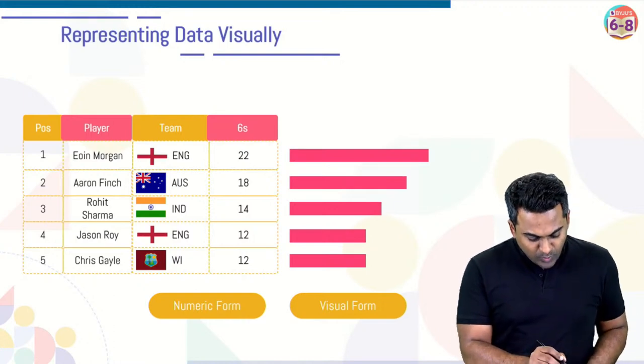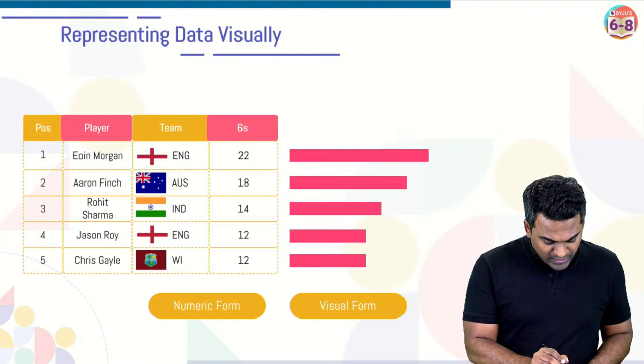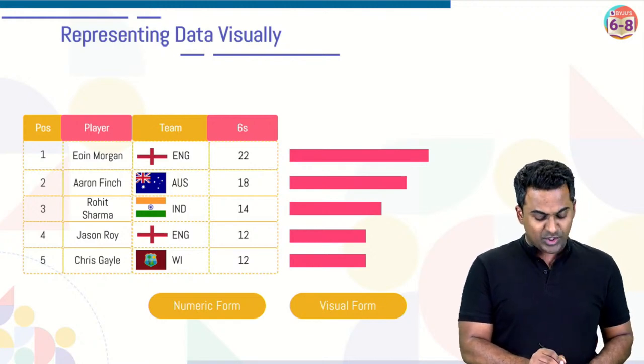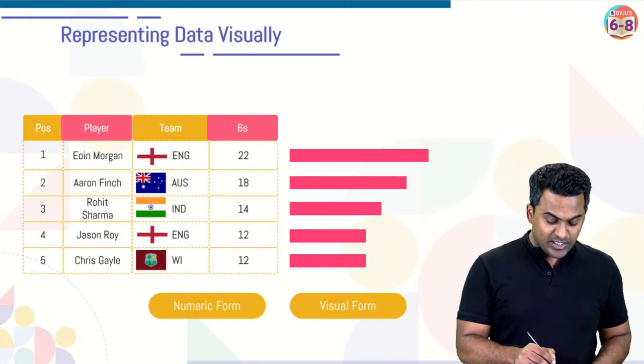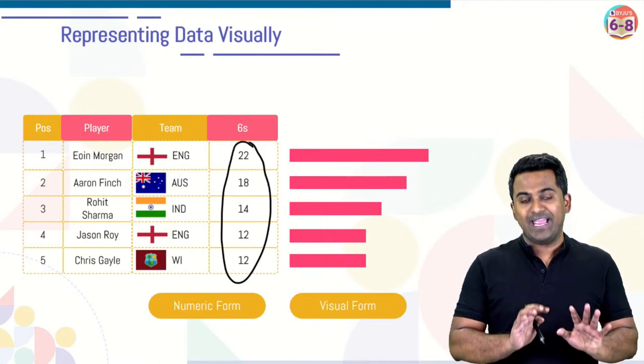Okay, so what is this data talking about? You've got some cricket players here, right? So you've got Owen Morgan, Aaron Finch, Rohit Sharma, Jason Roy, and Chris Gayle. These are the countries that they represent, and these are the number of sixes that they have hit.